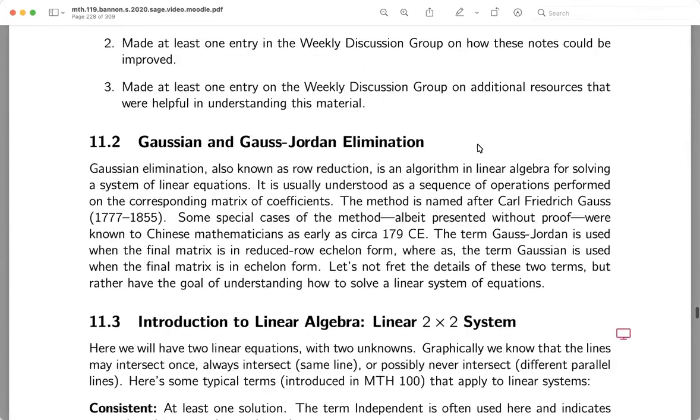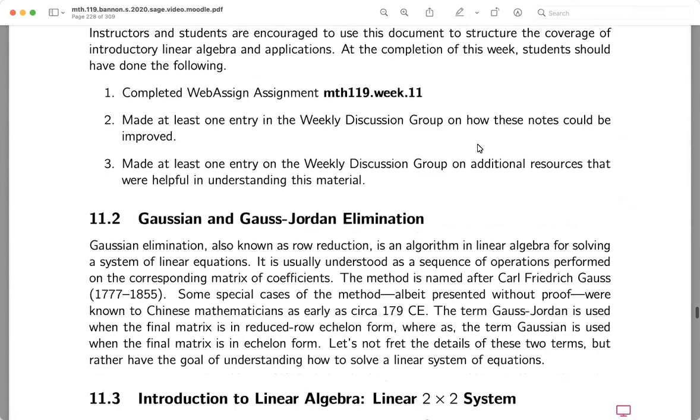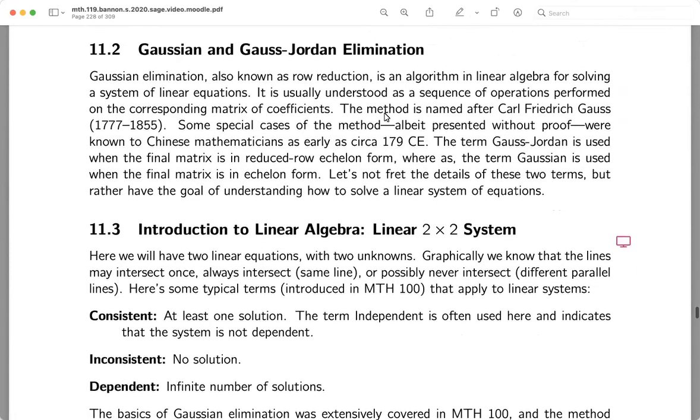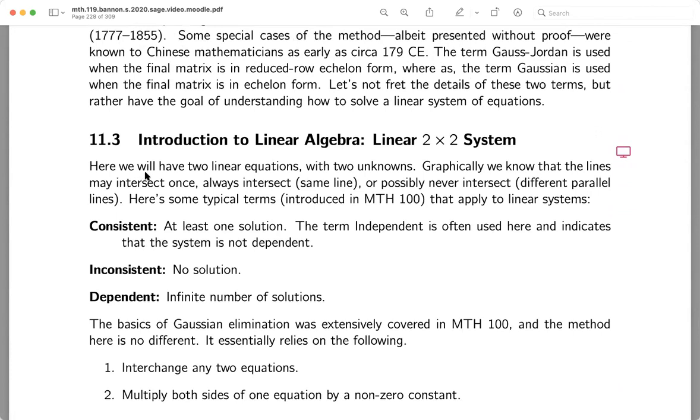Okay, we're in section 11 of the notes, and what we're covering here should be somewhat familiar to you, but it's going to look a little different. We're going to be covering basically the Gauss-Jordan elimination, but we're going to start talking more in terms of linear algebra type methods.